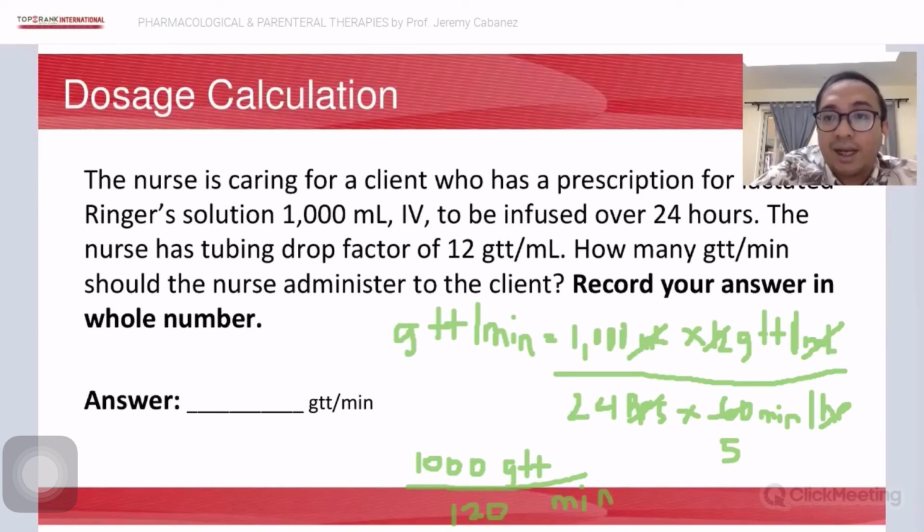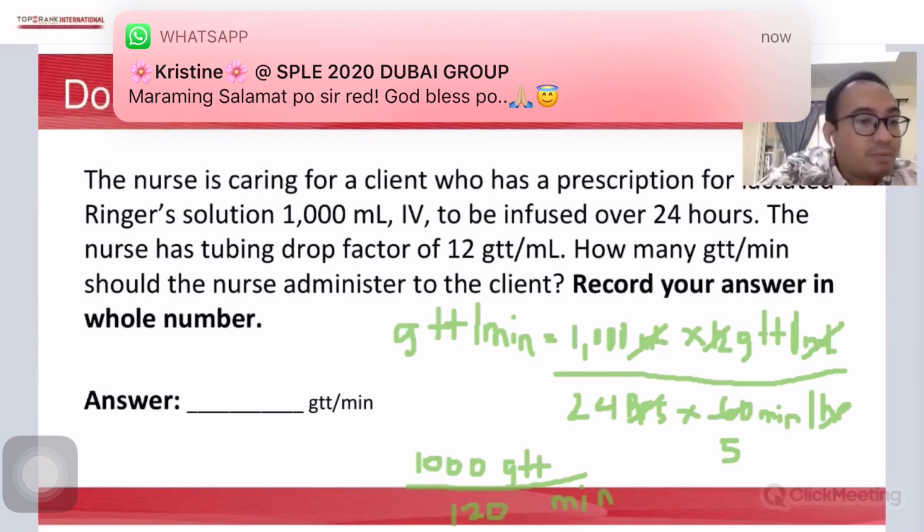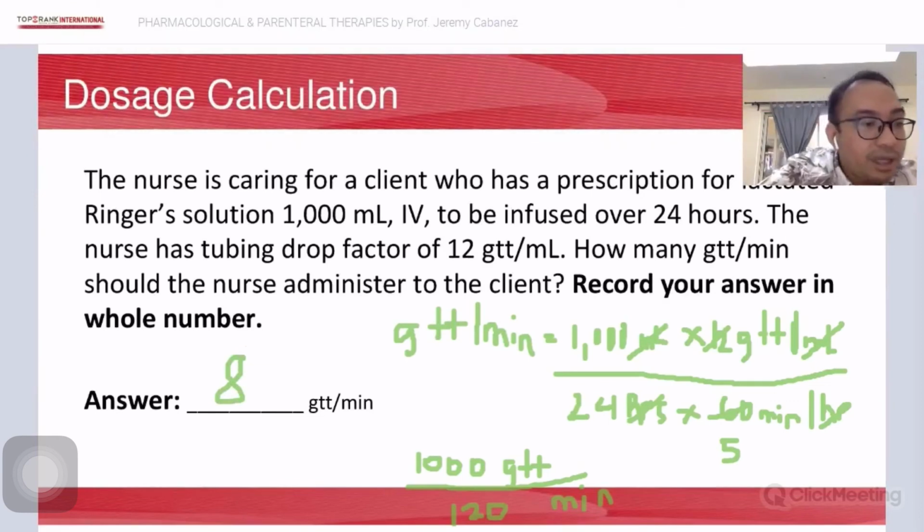Okay, so sino ang mga nakatama dyan? The correct answer is 8.33. Pero ang hinihingi sa atin is the whole number. I-round mo into whole number. Okay, tatandaan ha, you record your answer in the whole number. Kailangan you round it off to the nearest. Dahil 3 yan, okay, dahil 8.3, kailangan you round down towards the lower value, which is 8.